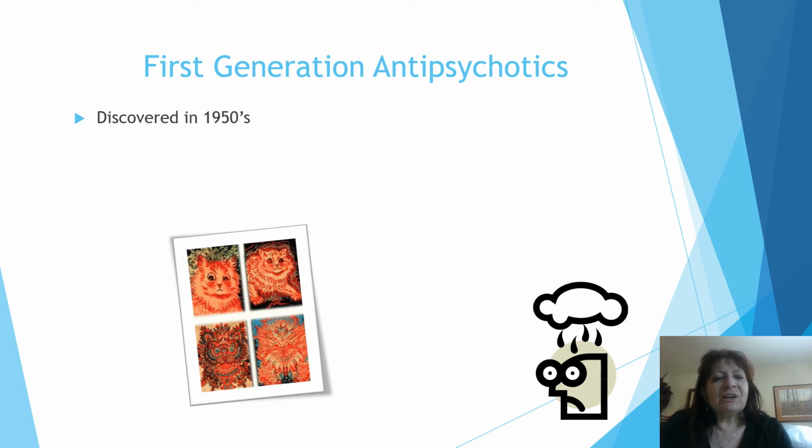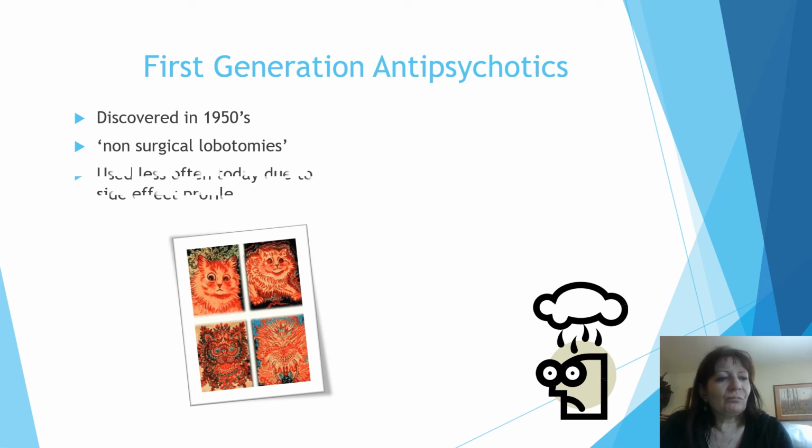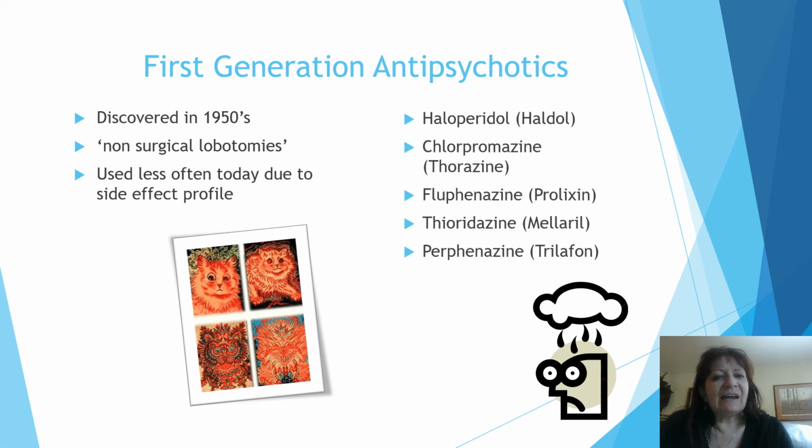The first generation antipsychotics came about in the 1950s, sometimes referred to as non-surgical lobotomies. And they are not used as often today because of the side effect profile. You're almost guaranteed that the patient will eventually get tardive dyskinesia. The list here shows the first generation common antipsychotics.